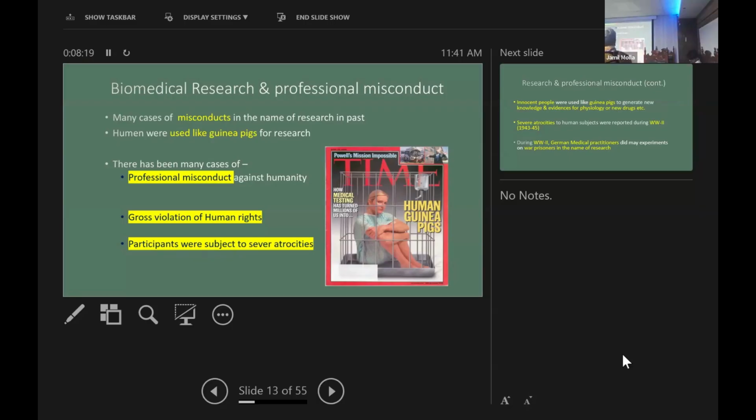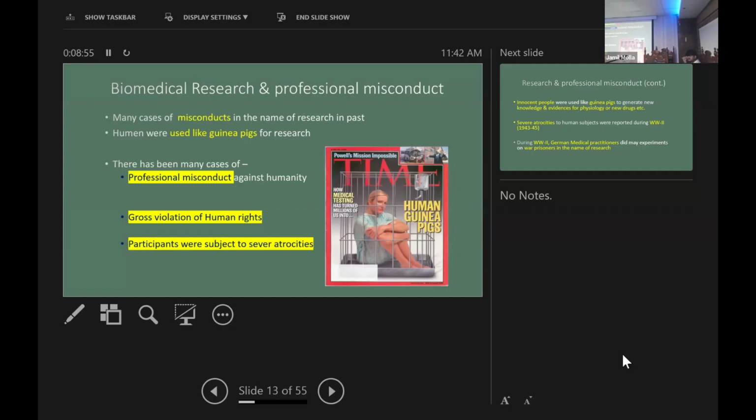So this is a photograph that shows humans put into a cage to be used for experiment. You cannot put humans in a cage for some experiment. Ethics comes into play in this kind of situation. It has been reported that there has been much professional misconduct, gross violation of human rights, and participants subjected to severe atrocities.